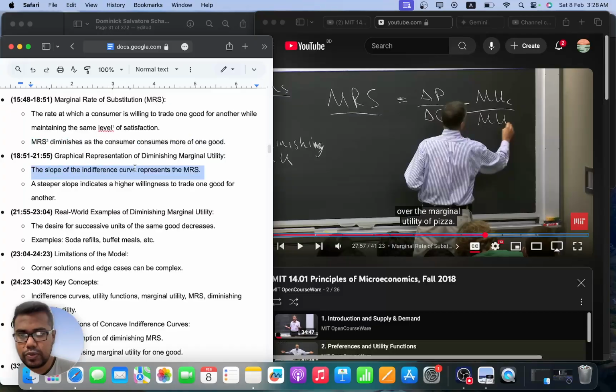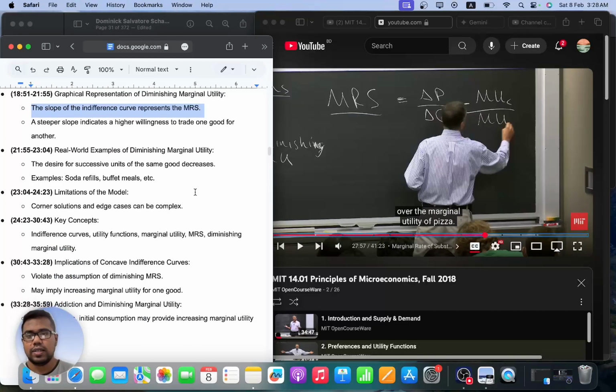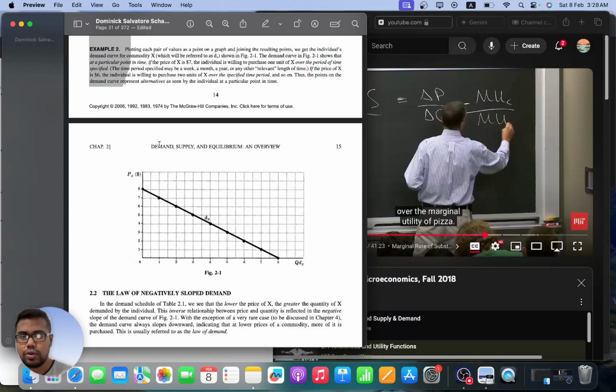The slope of the indifference curve represents the marginal rate of substitution. I thought the slope of the indifference curve was the marginal rate of... Oh, right. I think it just clicked for me. So sure, I can draw. I can draw and I will draw.